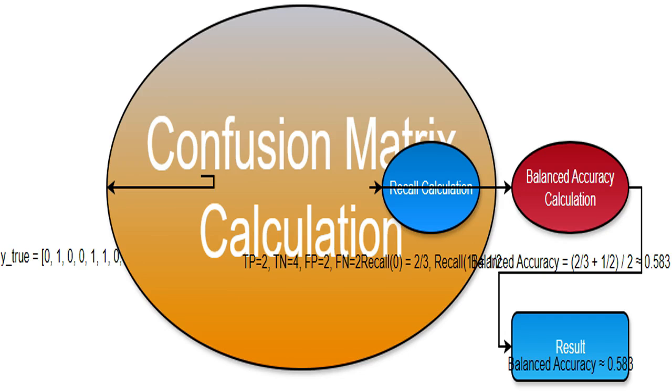TP, true positives, is the number of correctly predicted positive instances, class 1. TN, true negatives, is the number of correctly predicted negative instances, class 0. FP, false positives, are incorrect predictions of class 1, and FN, false negatives, are incorrect predictions of class 0.